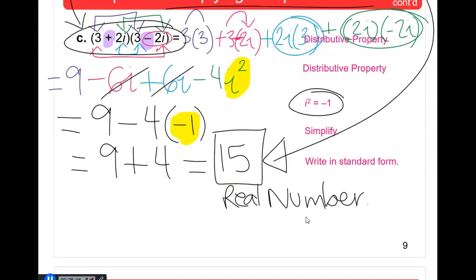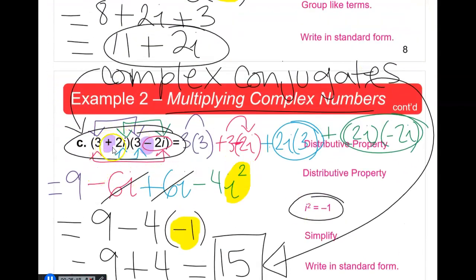Okay. So we will go back to more examples of complex conjugates, and then I will show you a trick so that you don't have to do all this the long way.